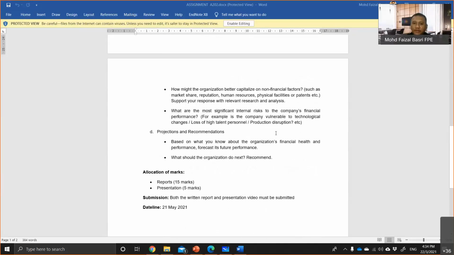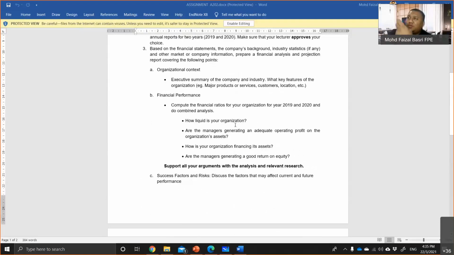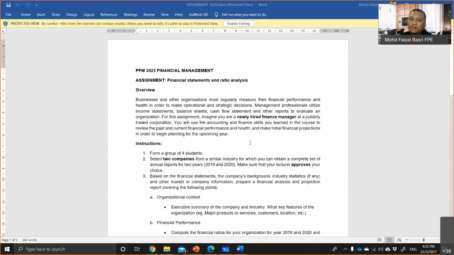So you can use your own interpretation of the information and then prepare. You have to prepare two things, the report and also a video presentation. The deadline is 21st of May, so there's still a lot of time. Alright, we've done two categories so far, liquidity and leverage. As a starting point, find your own group, then register the two companies that you want.